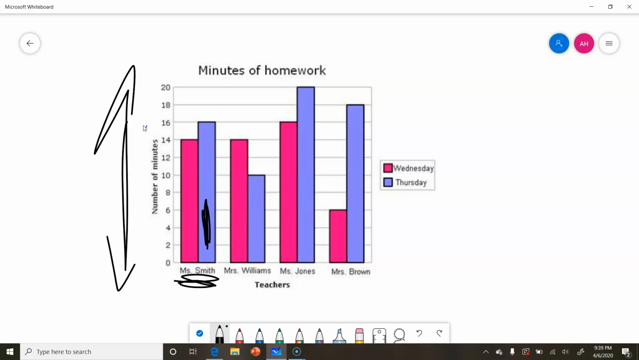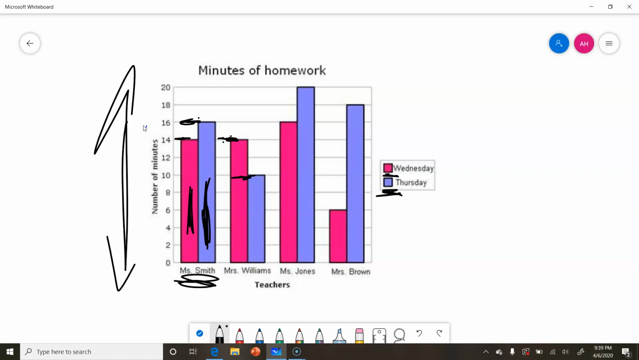One of her columns is Thursday. Okay, that matches the blue, the red matches the red. So on Wednesday, you only had 14 minutes of homework from her, but on Thursday you had 16 minutes of homework from Mrs. Smith. Okay, and then you see over here, Miss Williams gives less homework, but she gives 14 on Wednesdays and only 10 on Thursdays.